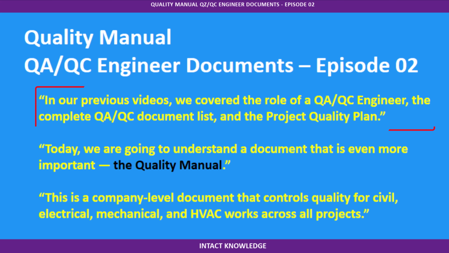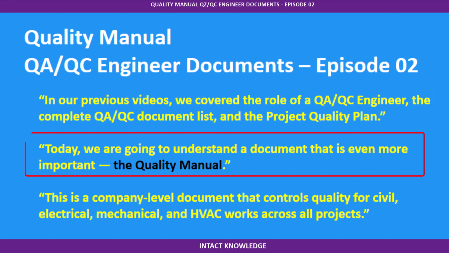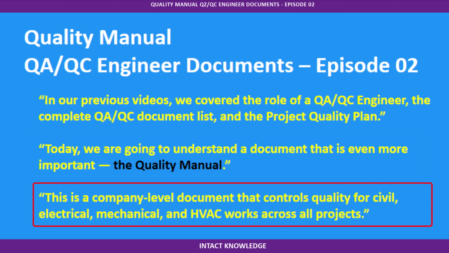In our previous videos, we covered the role of a QA/QC engineer, the complete QA/QC document list, and the project quality plan. Today, we're going to understand a document that is even more important, the quality manual. This is a company-level document that controls quality for civil, electrical, mechanical, and HVAC works across all projects.